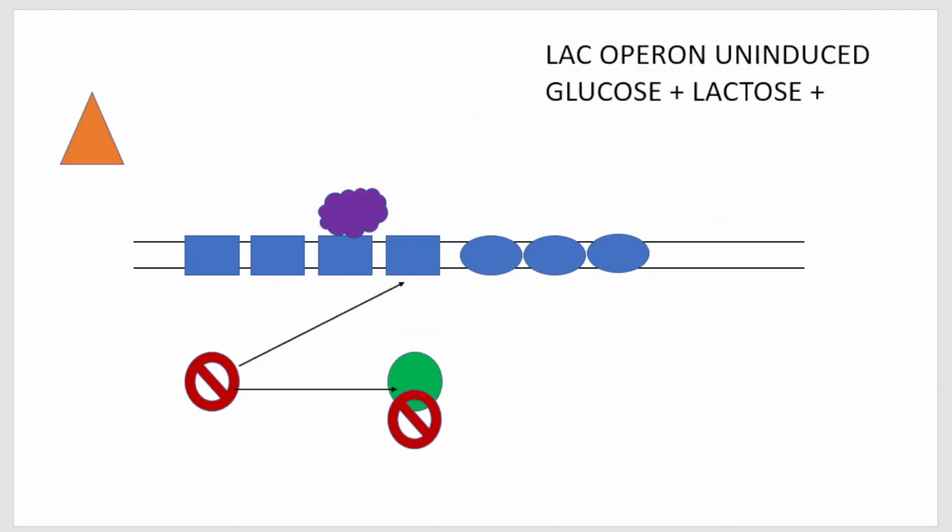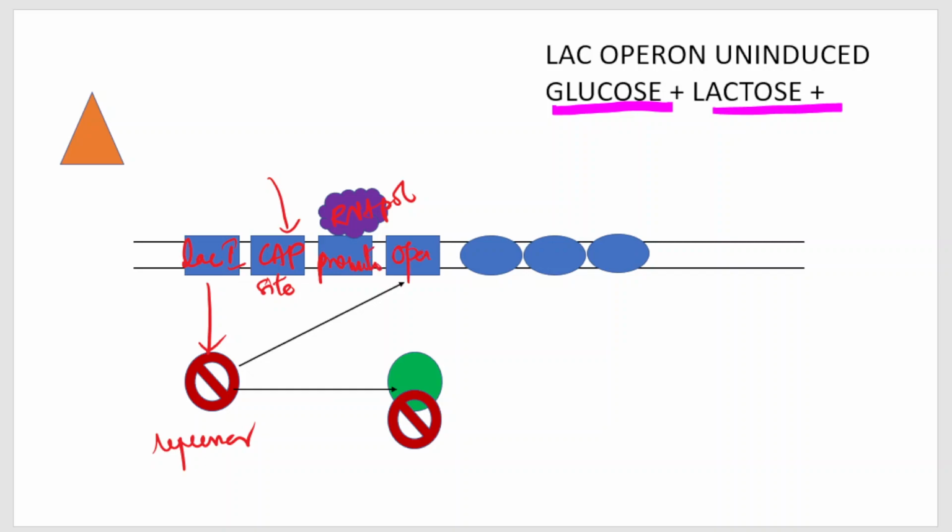The third scenario is when both fuels are present, that is, glucose is also present and lactose is also present. Again, let us write: this is the LAC I gene which produces the repressor. I am repeating it because you have to memorize this. The next one is the CAP site where CAP and cyclic AMP bind. This is the RNA polymerase which initiates transcription, and this is the promoter site. Next is the operator site, and these are the three genes involved in lactose metabolism.